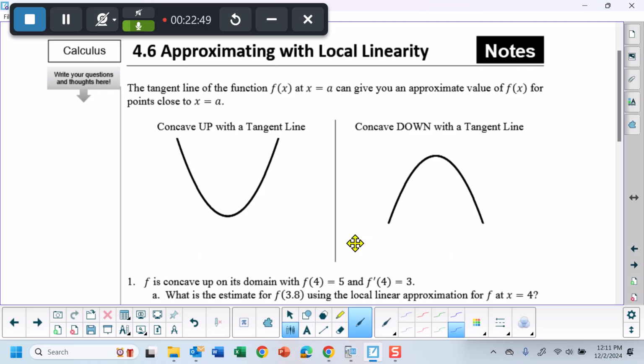Concavity has to do with the shape of the curve and how it's bending. It's up like a cup. A parabola is concave up, they say, because that concavity is shaped like that curve. If something is concave down, it's down like a frown. So think about if a parabola was negative, the opposite of y equals x squared, that would be concave down.